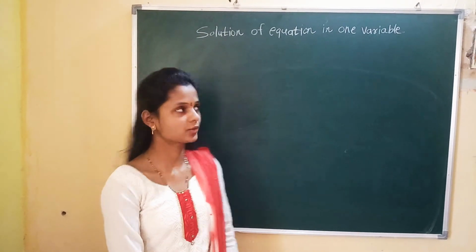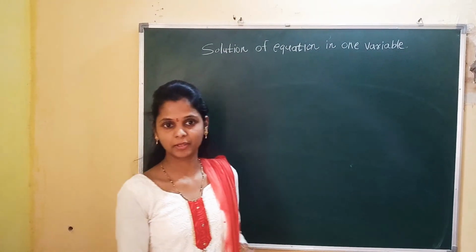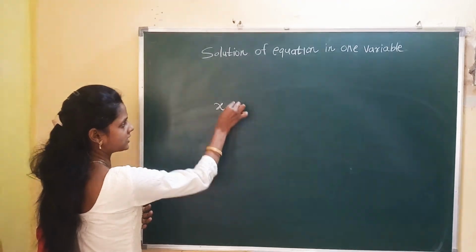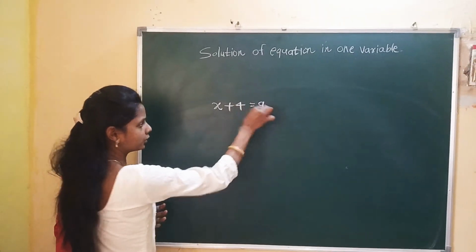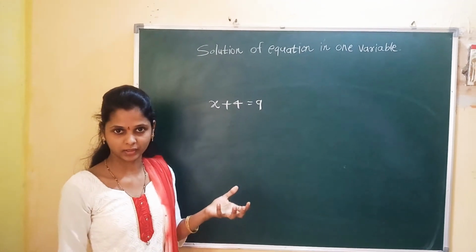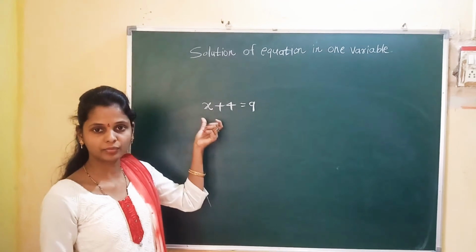So today we are going to see how to find the solution of an equation in one variable. So let's get started. Suppose I have an equation in one variable such as x plus 4 is equal to 9. Now in this equation, 4 and 9 are the constant numbers and x is a variable. So how to find the value of x?